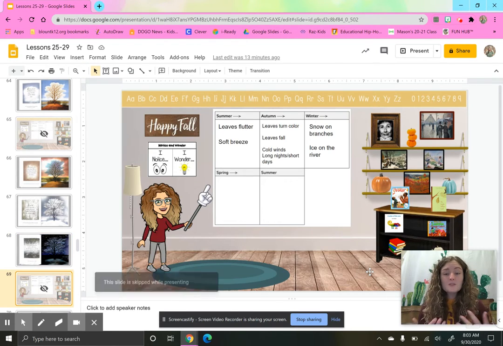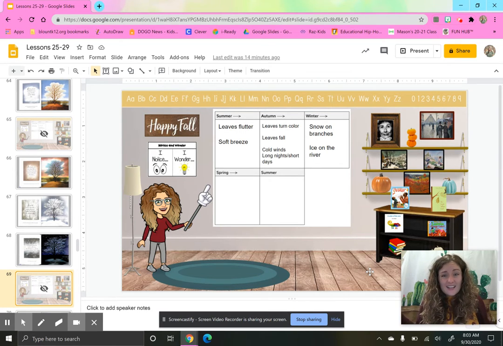So, from those pages, we learned that there's snow on the branches and that there is ice on the river. If there's snow and ice, that tells me it's winter. What does that tell me about the weather? It tells me that it's very cold, right? And that things are freezing. So, snow is frozen water. So, during winter, in some places, it gets so cold that water freezes.